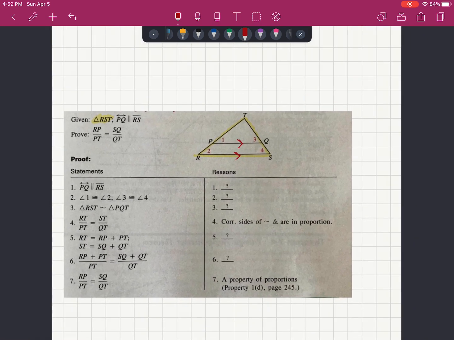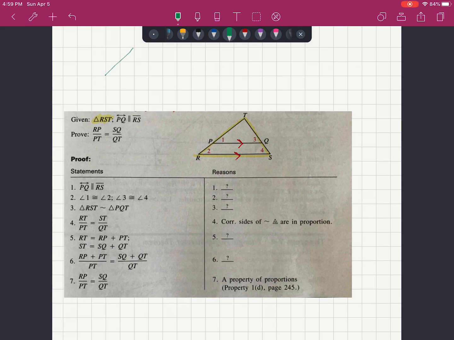Okay, so here we go. We have triangle RST, that's the big triangle, and we have two parallel sides. We have the segment in the middle of the big triangle that's parallel to the base of the triangle. And I call it the base only because it's on the bottom. We want to prove that RP over PT is equal to SQ over QT.